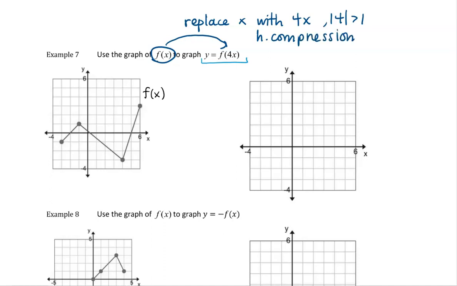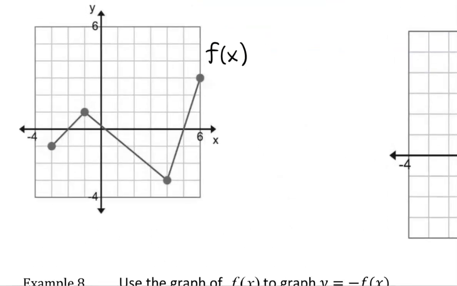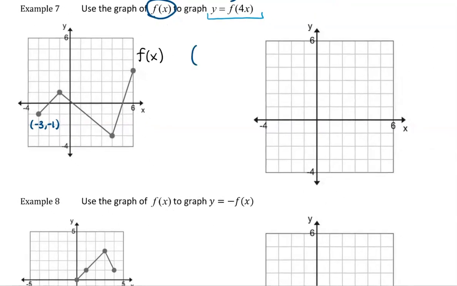So if that is a horizontal compression, replacing x with 4x, then we need to be dividing our x values by 4 to get new points that are on the graph. So for example, here was a point -3, -1. We will now have the point -3/4, -1 on our new graph, which will be somewhere about right there. Here is the point -1, 1. We will now have the point -1/4, 1 on our new graph, because we're taking all of these points and we are dividing our x coordinates by 4.